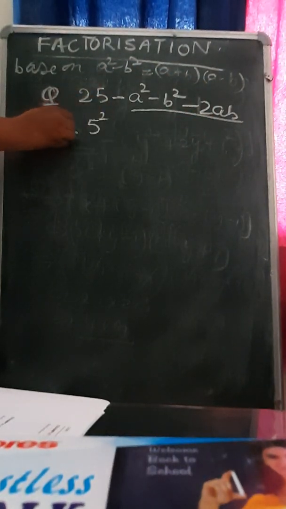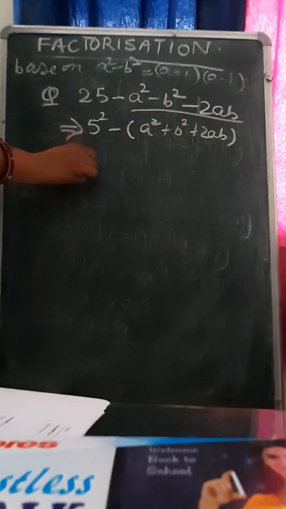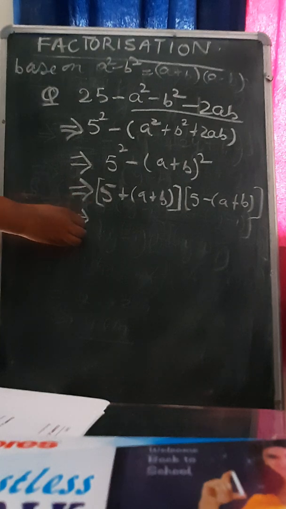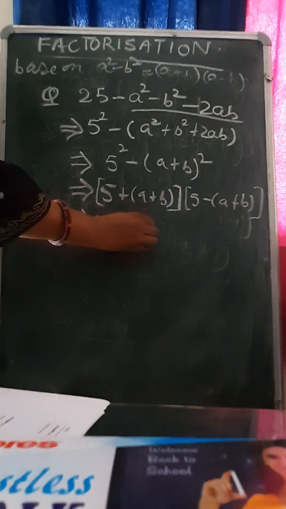Similarly, we can do this. As you can see, this is the formula of a square plus b square plus 2ab. What we have to do is we will take minus as common. Then this can be written as a square plus b square plus 2ab. So this is 5 square minus a plus b whole square. So this can be written as 5 plus a plus b in one bracket, and in another bracket 5 minus a plus b. So 5 plus a plus b and 5 minus a minus b.